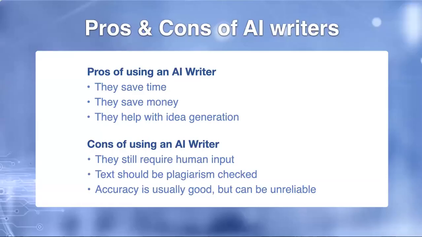All right, pros and cons of AI writers. So pros of AI writers, they save you time, they save you money, they definitely help with idea generation, but they do still require human input, and the text should be plagiarism checked, like I mentioned. And the accuracy is good, but can be unreliable. Sometimes I forget about that. I'll ask it a question and it'll give me an answer and it sounds legit, I believe you. But then I start to research and I'm like, no, you totally made that up, Jasper, or whatever AI tool I'm using. So that happens. So just be aware of that.